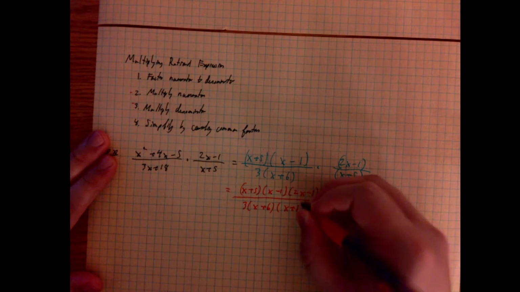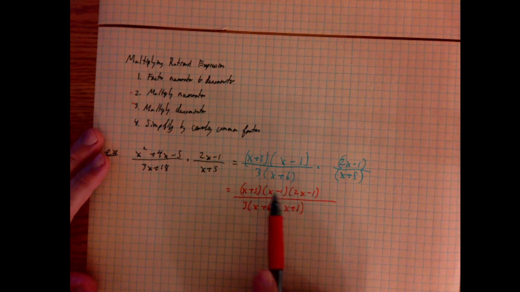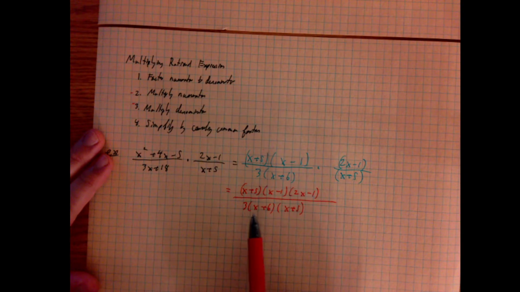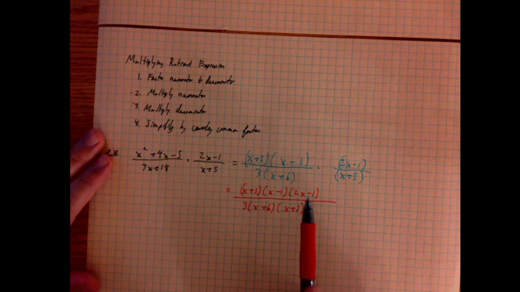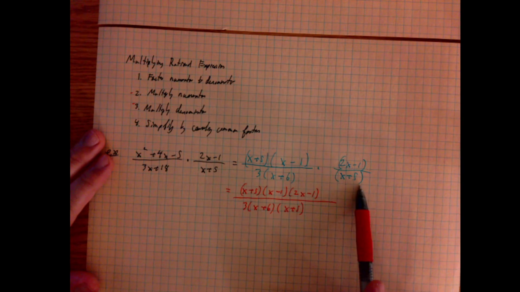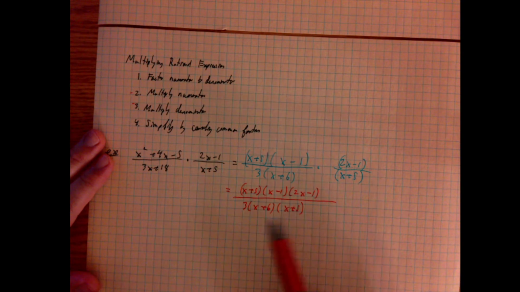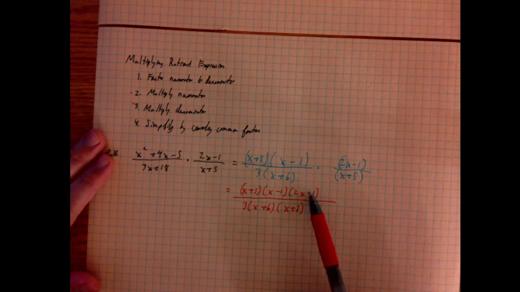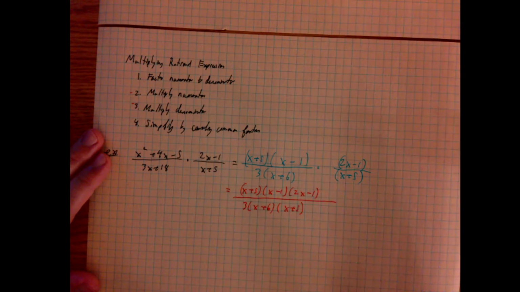What I mean is, when you multiply fractions, you put the numerators on top being multiplied. You put the denominators on bottom all being multiplied. So there's still a 3, there's still an x plus 6, there's still an x plus 5. They were all in the denominator, and they still are. X plus 5, x minus 1, 2x minus 1 are all in the numerator, and they stay in the numerator.